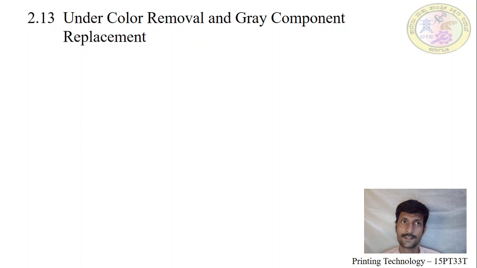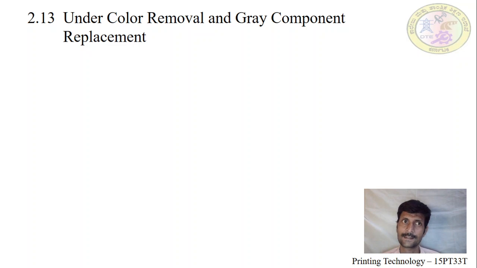Next, what is undercolor removal and gray component replacement? Where does it take place? Normally, sheet-fed offset runs slowly when compared to web offset. To maintain a neutral balance, undercolor removal is used in sheet-fed offset and gray component replacement is used in web offset.